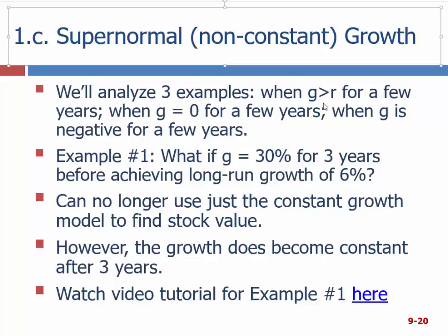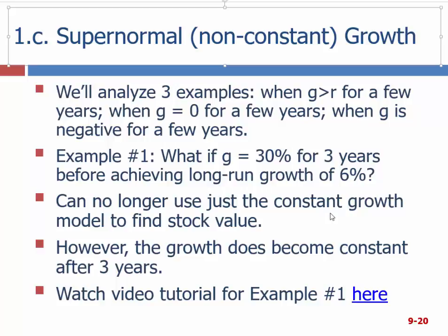When G is higher than the discount rate, the rate of growth in dividends is higher than the discount rate. When the rate of growth is equal to zero, and then when G is negative, meaning the company is shrinking. So let's go to the first one. The company is going to grow at 30% for 3 years. Eventually, it will achieve a long run growth of 6%.